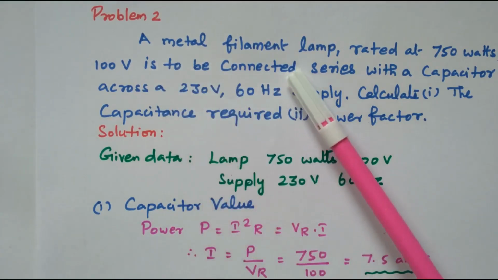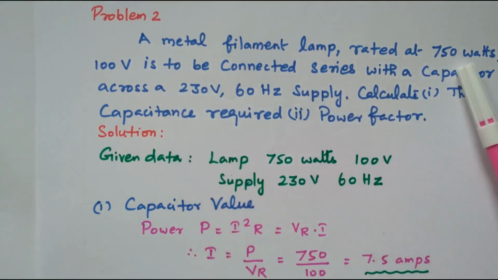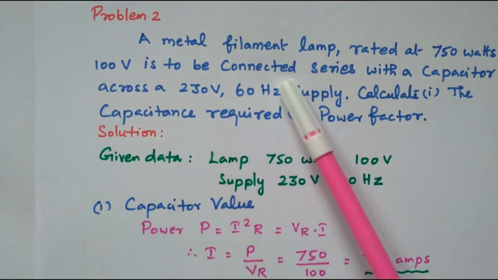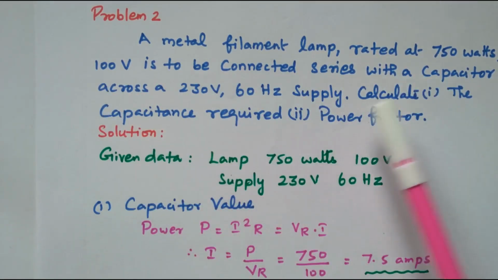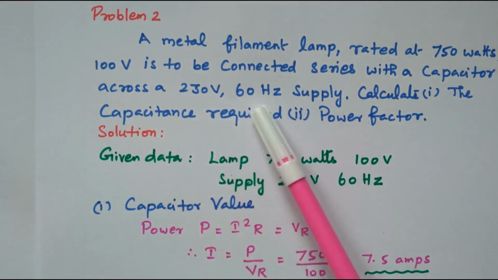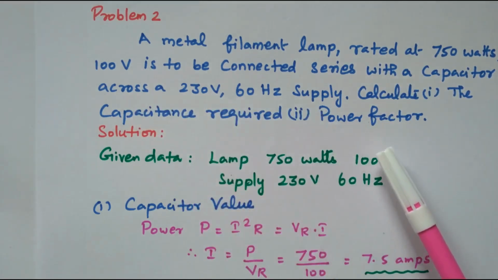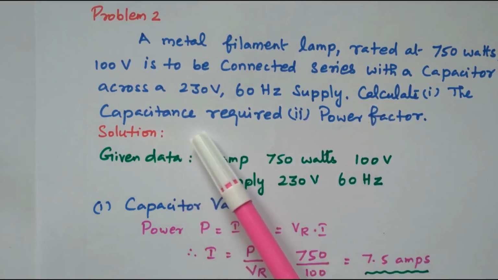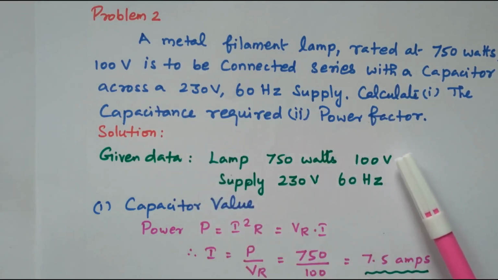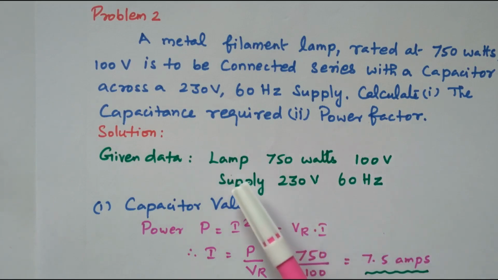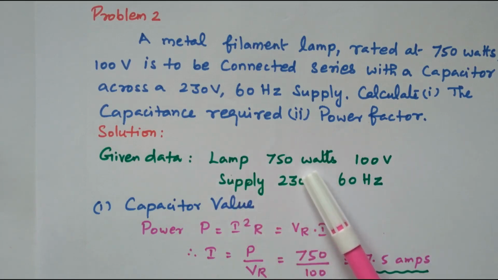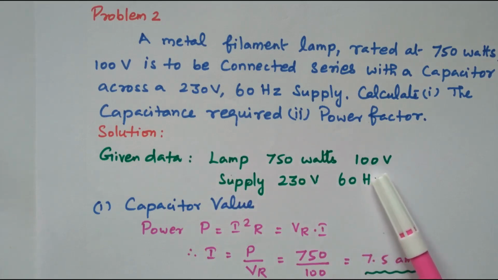A metal filament lamp rated at 750 watts, 100 volts is connected in series with a capacitor across a 230 volt 60 Hz supply. Calculate the capacitance required and power factor. We need to find what is the capacitor value and also what is the power factor. So the lamp is 750 watts with a voltage of 100 volts. The supply voltage is 230 volts, 60 Hz.